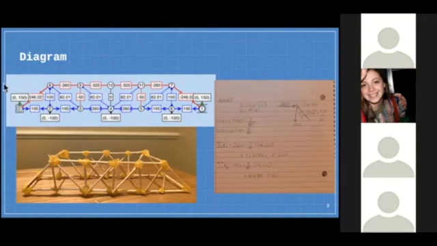In the prototype of the bridge, its strength was being tested with weight that was added, and it eventually collapsed.